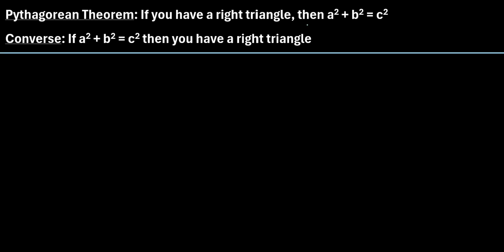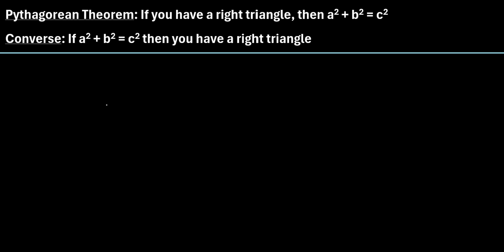The Pythagorean theorem says that if you have a right triangle with side lengths a, b, and c, then a squared plus b squared must be equal to c squared, where c is the hypotenuse of the triangle, or the longest side. The converse of the Pythagorean theorem says if a squared plus b squared is equal to c squared, then you must have a right triangle.